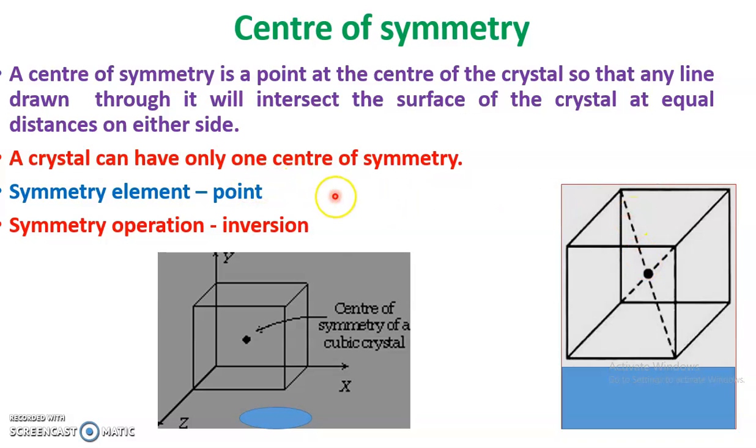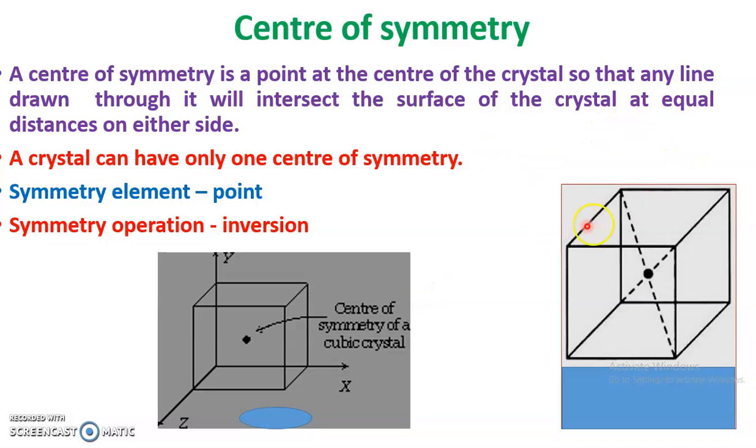A crystal can have only one center of symmetry. A crystal can have a number of planes of symmetry or axes of symmetry, but only one center of symmetry. The symmetry element is a point, and the symmetry operation is inversion. It is the operation which we carry out to find whether the crystal has a center of symmetry.